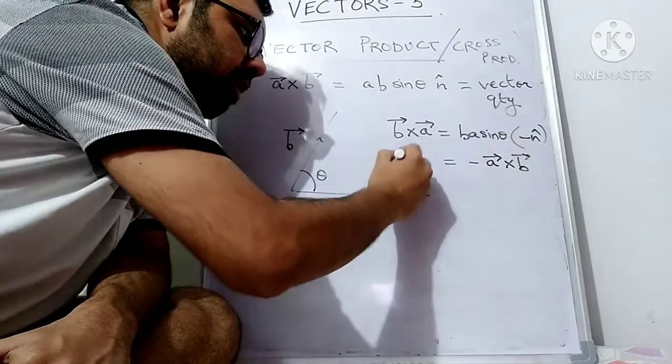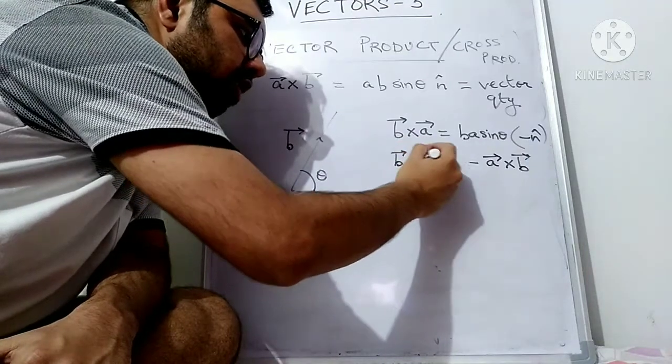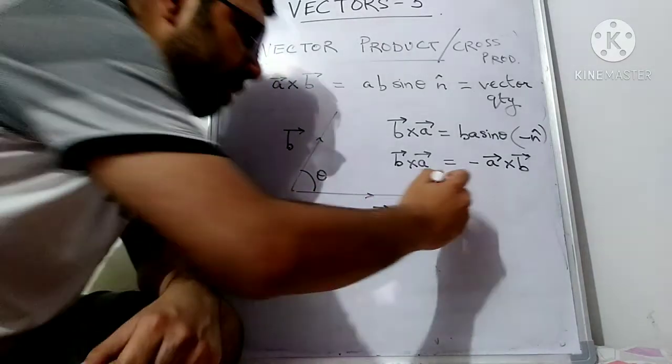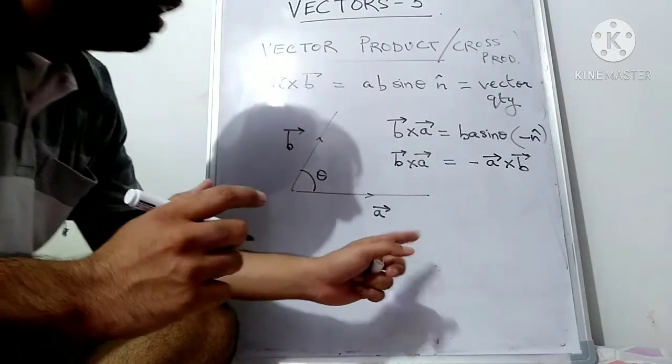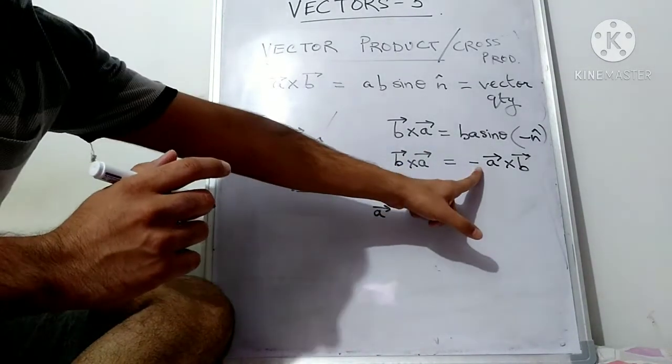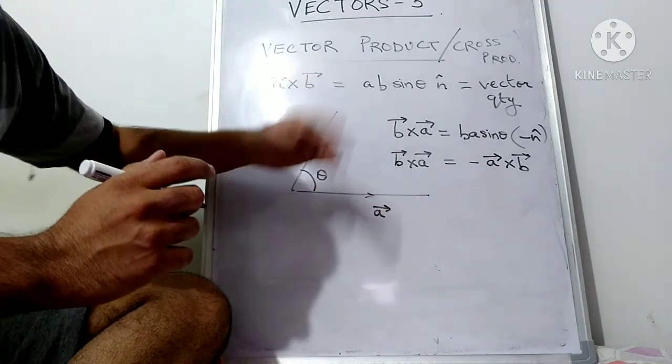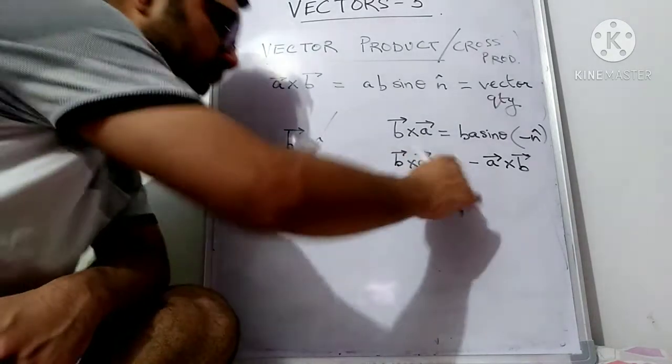Okay, so always remember b cross a is not equal to a cross b. In magnitude they will be similar, but vectorially they are not similar because we have a minus sign here. Okay, so vectorially they are in opposite directions. So that is why we have a minus sign.